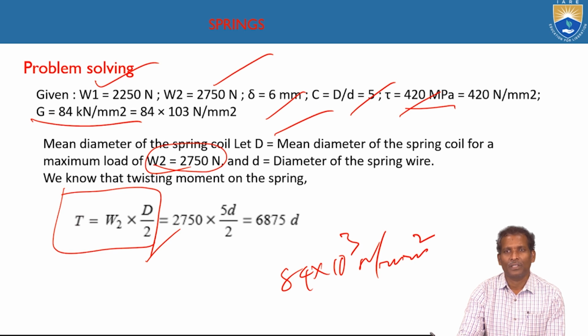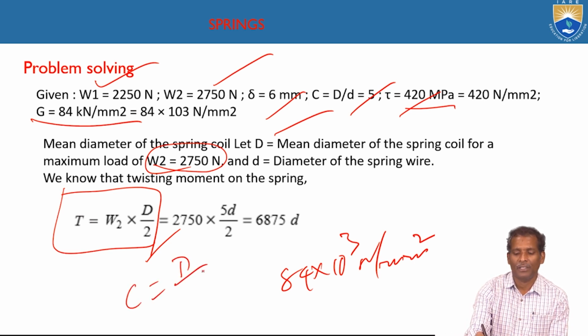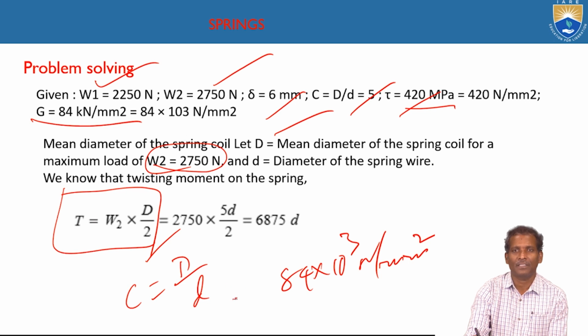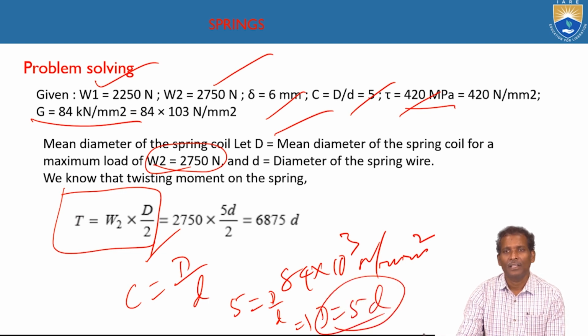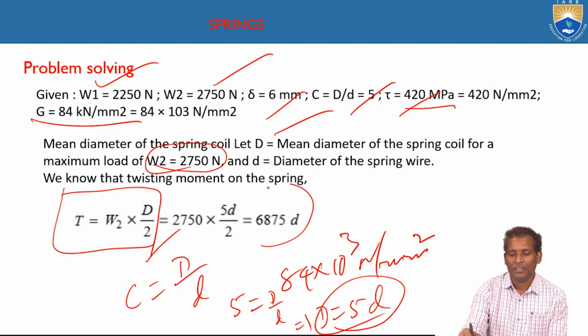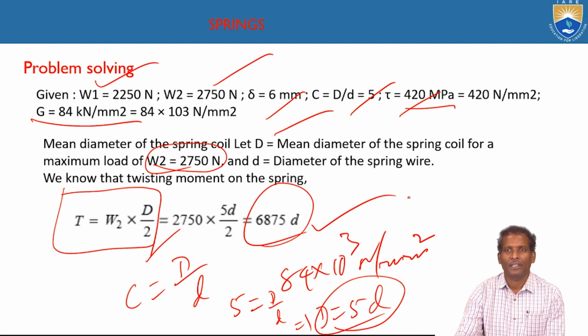But we don't know the capital D, the mean diameter of the spring. The only available parameter is the spring index, that is capital D by small d, and the given spring index is 5. So capital D is equal to 5d. You can take 5d in place of capital D, so you will get 6875 d. In terms of diameter, you will get the twisting moment.